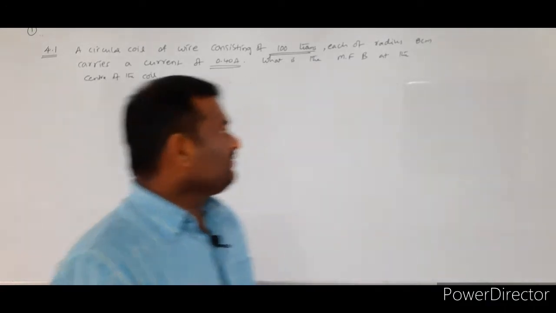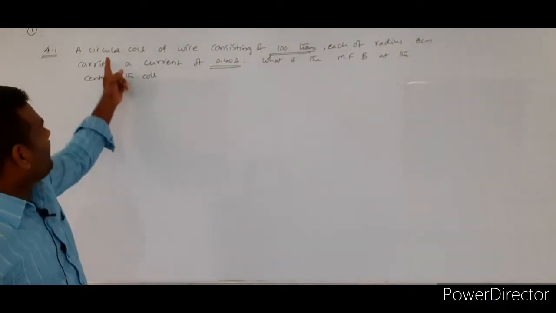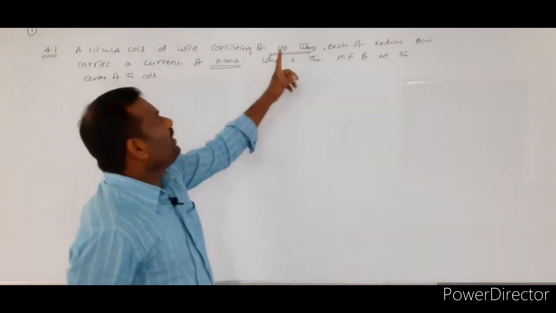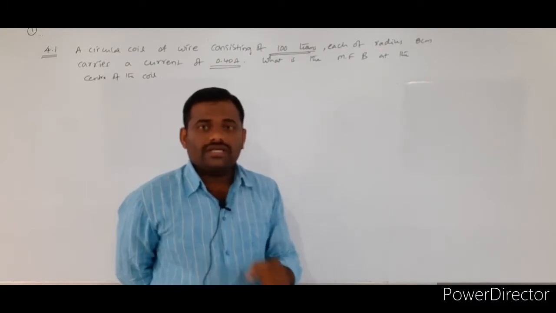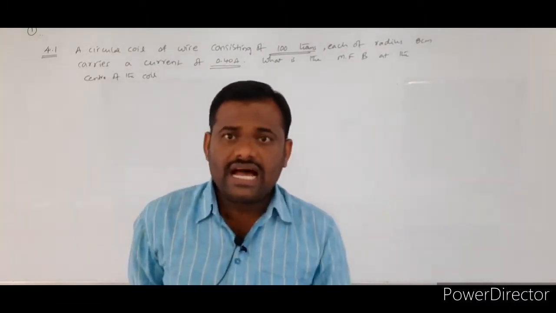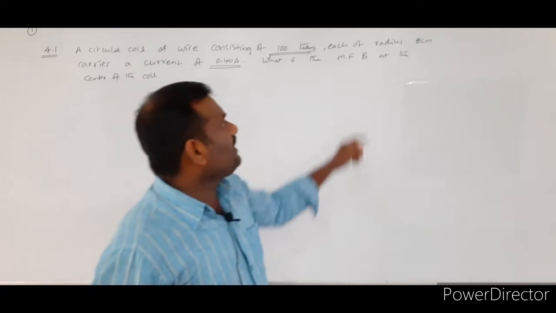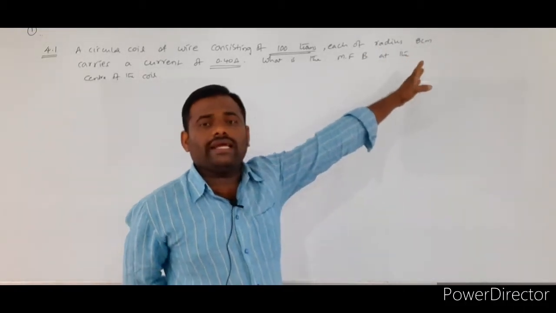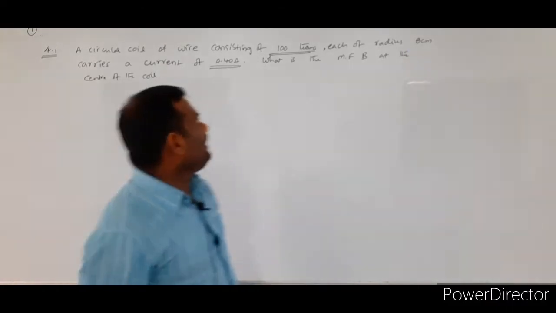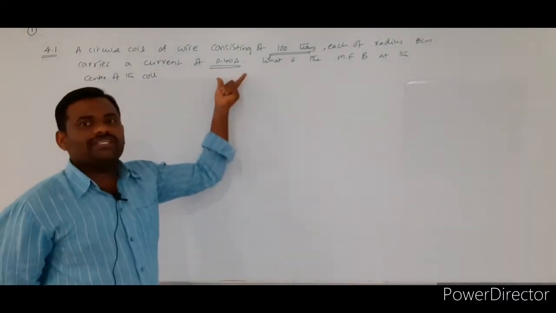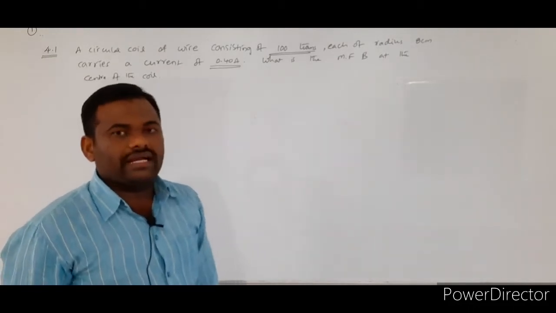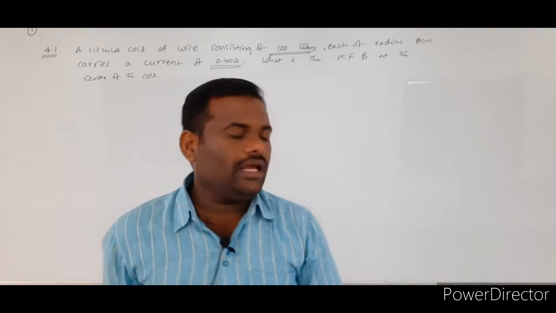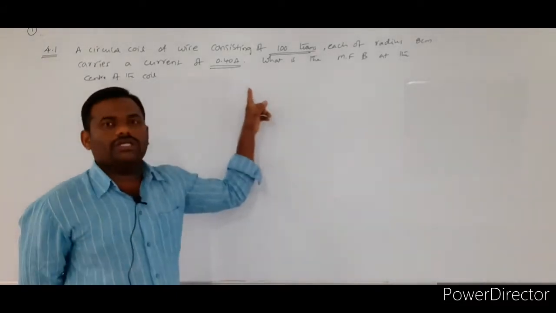Welcome to the numericals on moving charges and magnetism. The first numerical: a circular coil is made with wire having 100 turns. The radius of the circular current carrying coil is 8 centimeter, and the current flowing through the coil is 0.40 amperes.